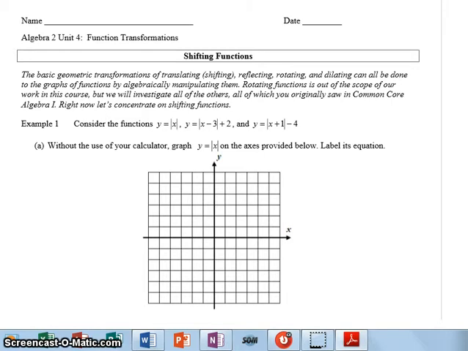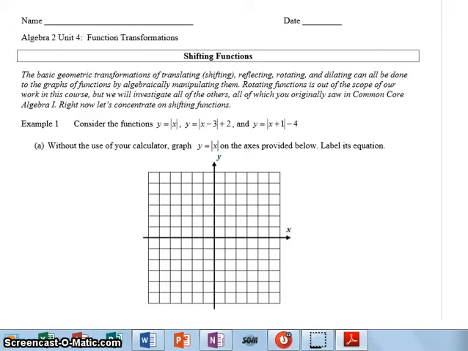All right, example 1 here. Actually, I should probably start before that. The basic geometric transformations, so you learned these last year. We're translating, which is the shifting, left, right, up, and down. Reflecting, rotating, and dilating can all be done to the graphs of the functions by algebraically manipulating them. Rotating functions is out of the scope of our work in this course, so we're not going to be touching those. But we will investigate the others, all of which you originally saw in Common Core Algebra 1. Right now, let's concentrate on shifting functions.